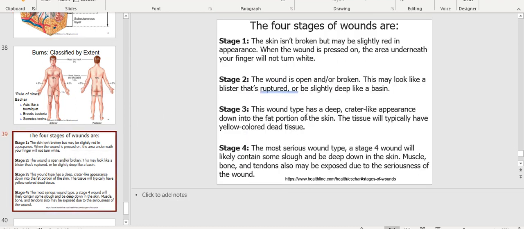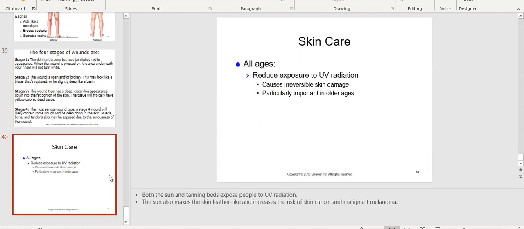So there are four stages of a wound. Stage one, the skin isn't broken, but may be slightly red in appearance. Stage two, the wound is open or broken, and may look like a little ruptured blister. Stage three, the deep wound, crater-like, and down to the fat portion of the skin. You know that's a problem. The tissue will typically have yellow-colored dead skin. There's your fat. And stage four, which is the most serious, if you can get any more serious than three, is likely down to the muscle. And that's a big problem, even bone as well.